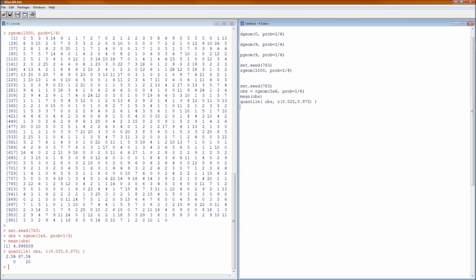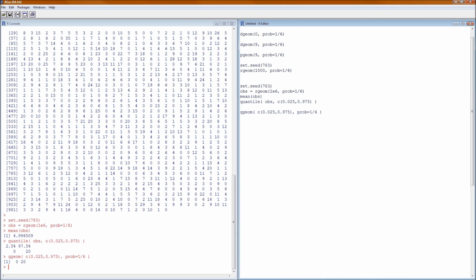So if I roll the die 30 times and don't get a 1, I have sufficient evidence to conclude that the die is not fair. Now, using the quantile function estimates the endpoints. Using the q prefix gives it to us exactly. So it's going to be q geom, and then we give it its quantiles and define the parameters of the geometric distribution. And we get 0 and 20.